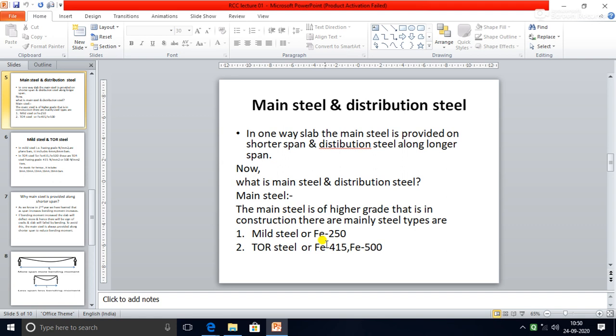And another steel is mild steel, that is plain bars, which are 6 mm or 8 mm.